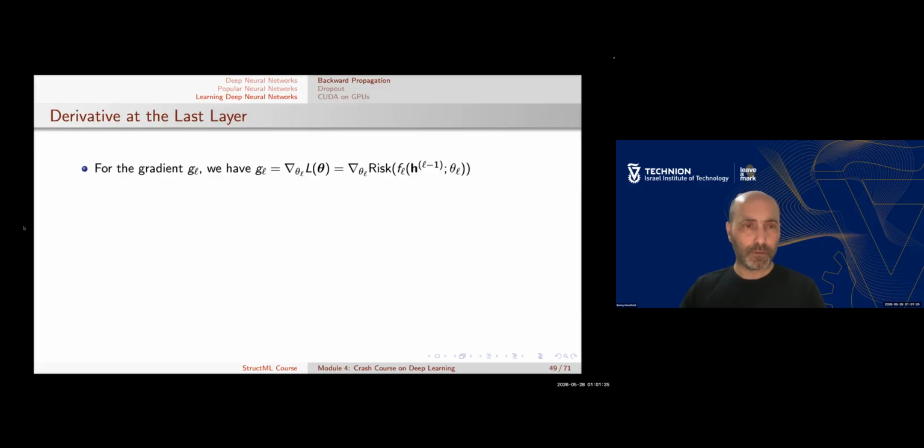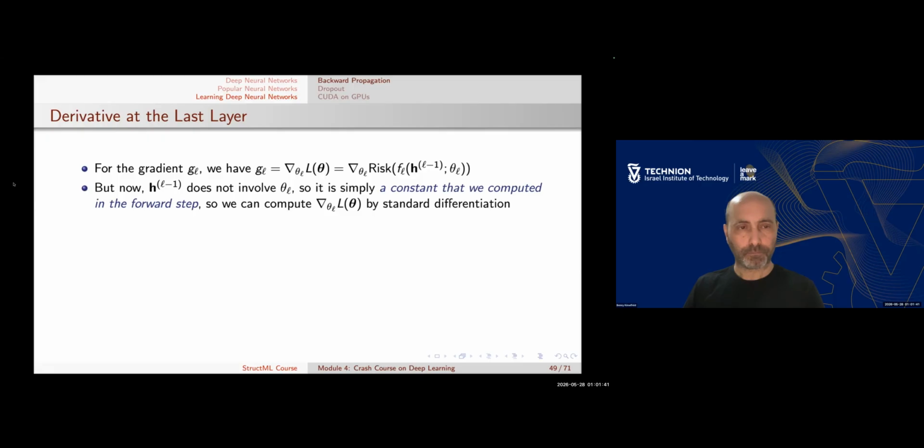Okay, let's start with the last one, gradient g_L. So g_L is the derivative of theta_L on the loss, which is basically the risk over the previous layer. But if you look at this term, h_(L-1) is actually a fixed number now, right? It doesn't involve theta_L. And this whole function is just a function of theta_L. We can simply compute the derivative directly on that. We don't need anything from the lower layers. It doesn't involve any theta_i for i smaller than L.